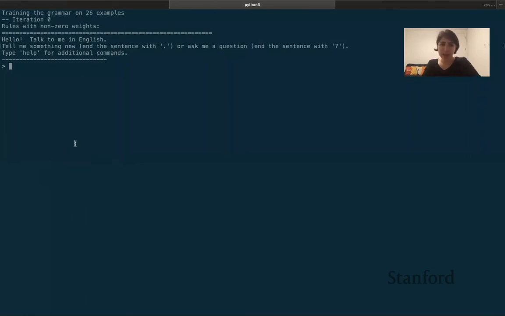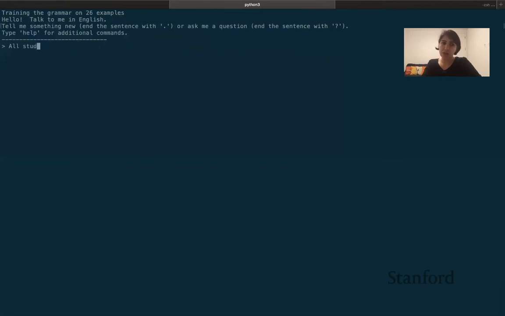Let's say that this is my system, and I tell it, all students like CS221. Okay, so I'm telling it some information, and then my personal assistant says, I learned something. Then I can say, Bob does not like CS221. And it would say, I learned something. Now, based on this knowledge that it has, let's call that the knowledge base, I can ask this personal assistant questions. I can ask, is Bob a student? What should it answer? If it actually does inference, it should answer no, right?